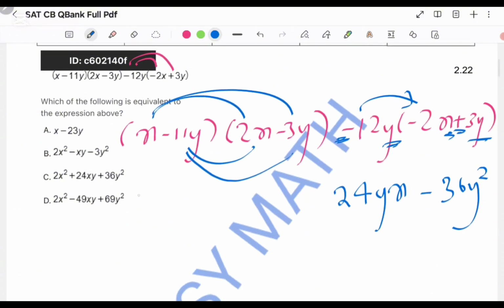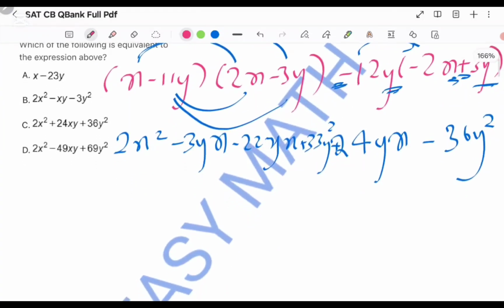X and 2x is going to leave me with 2x squared. X and negative 3y, we're going to have negative 3yx. Then we're going to have negative 22yx plus 33y squared. And then we have the positive 24 and so on. Let's go ahead and join the like terms.